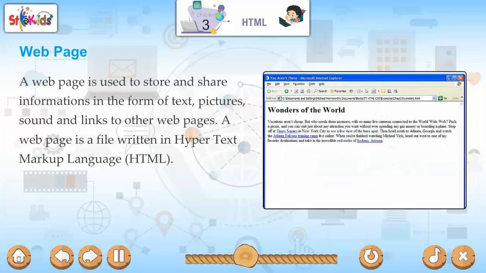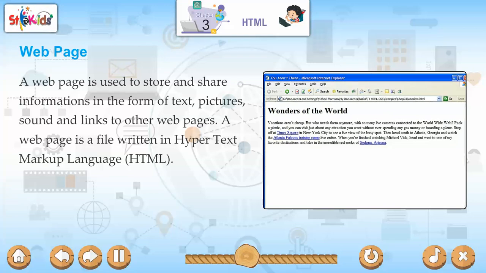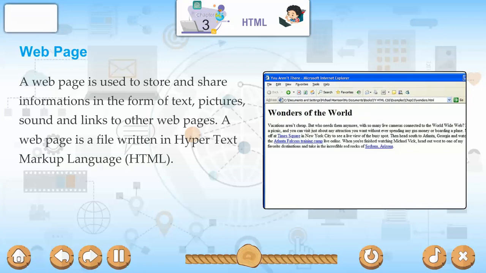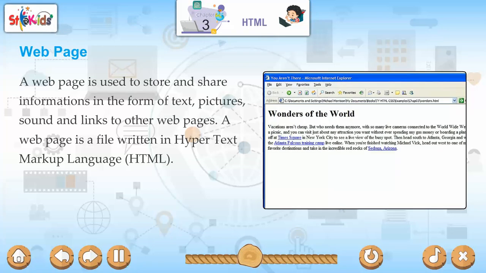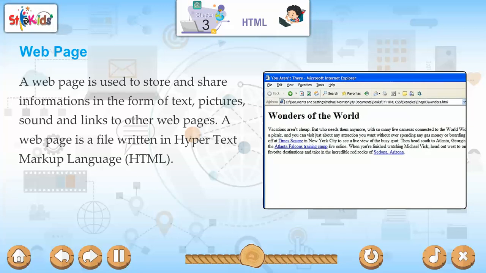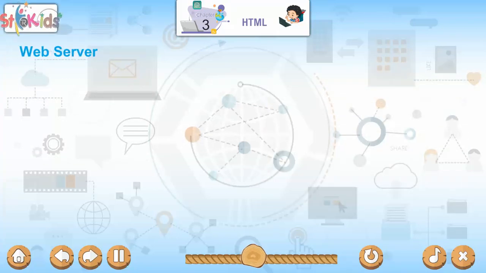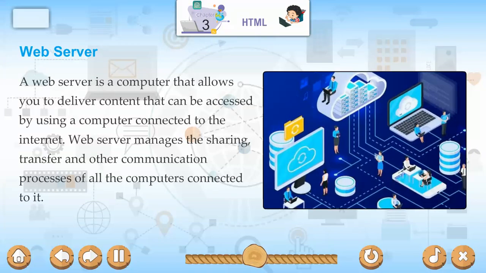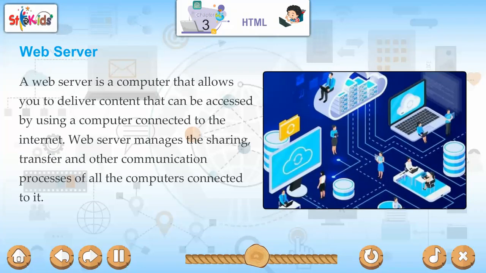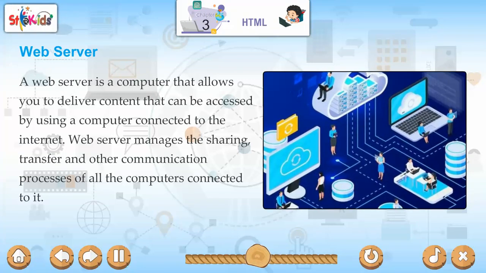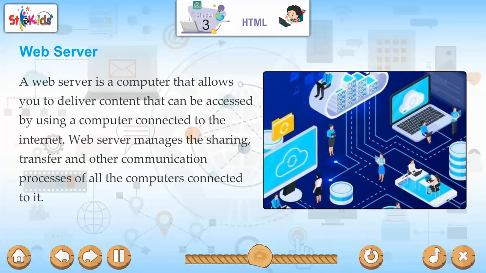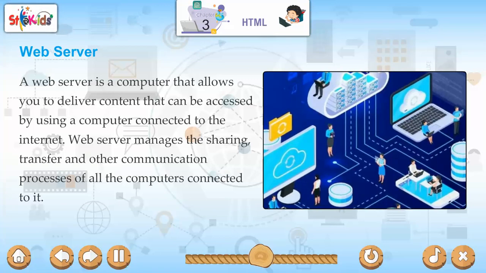Web page. A web page is used to store and share information in the form of text, pictures, sounds, and links to other web pages. A web page is a file written in hypertext markup language, that is HTML. Web server. A web server is a computer that allows you to deliver content that can be accessed by using a computer connected to the internet. Web server manages the sharing, transfer, and other communication processes of all the computers connected to it.